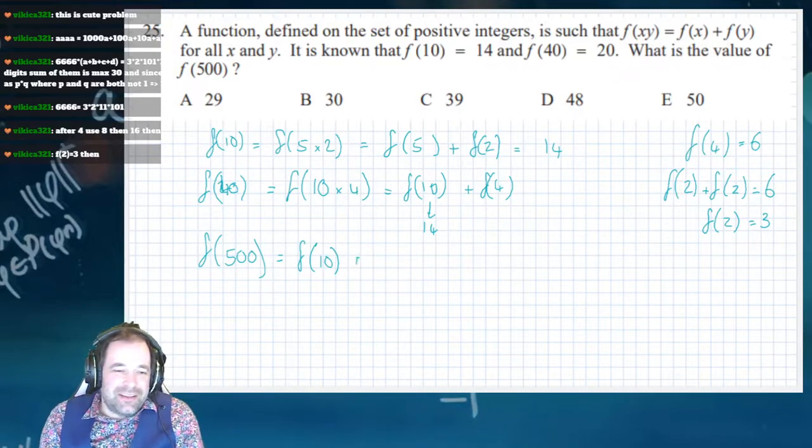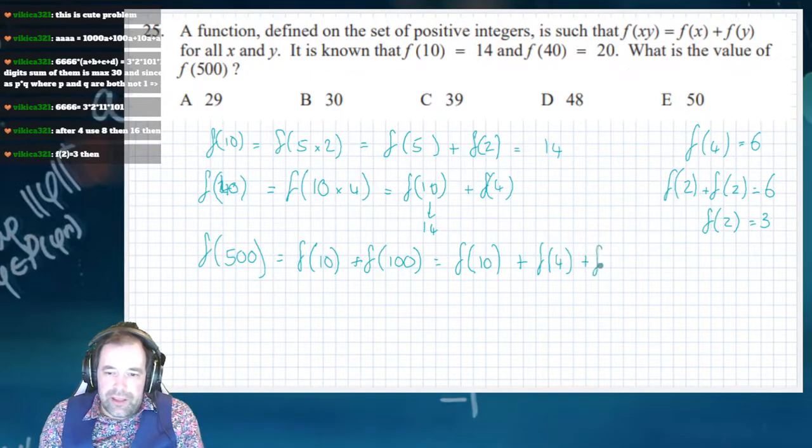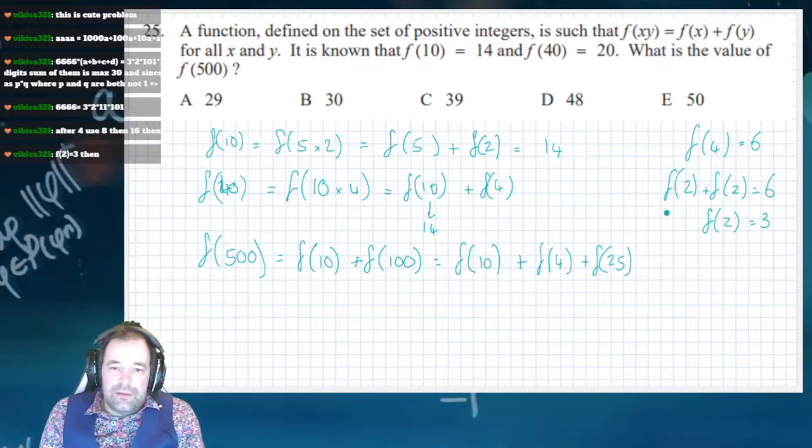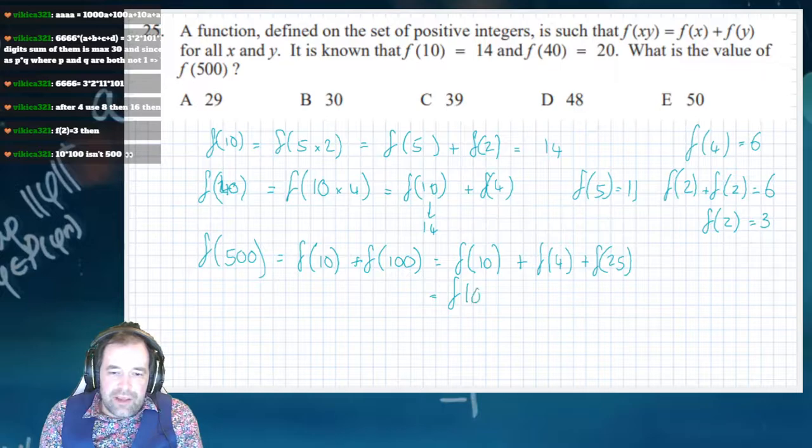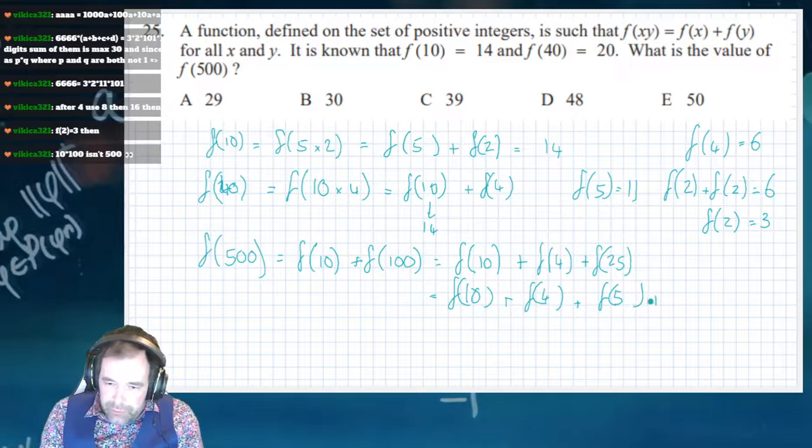So f of 10 plus f of 100, we can say that's the same. We know f of 10, so we'll leave that, plus f of 100 can be written as f of 4, because we know that, plus f of 25. Oh, and we know f of 5 now, because if f of 2 is 3, then f of 5 is 11. So we can say this is the same as saying f of 10 plus f of 4 plus f of 5 plus f of 5.